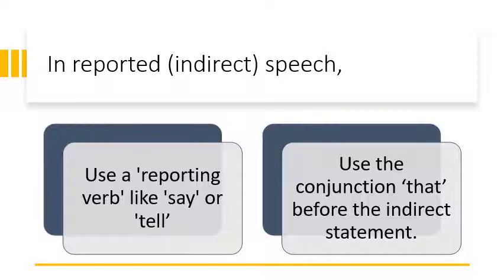He said, within quotes, I was ill, is direct speech. He said that he was ill, reported or indirect speech. Use the conjunction that before the indirect statement.